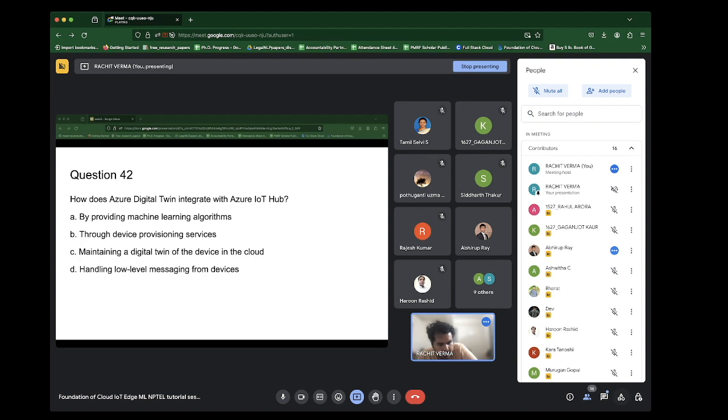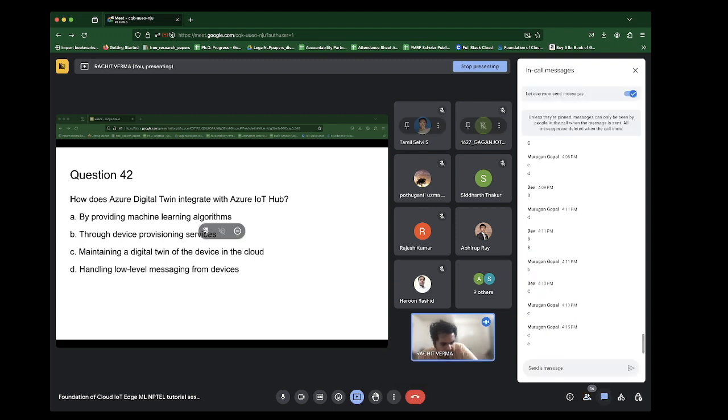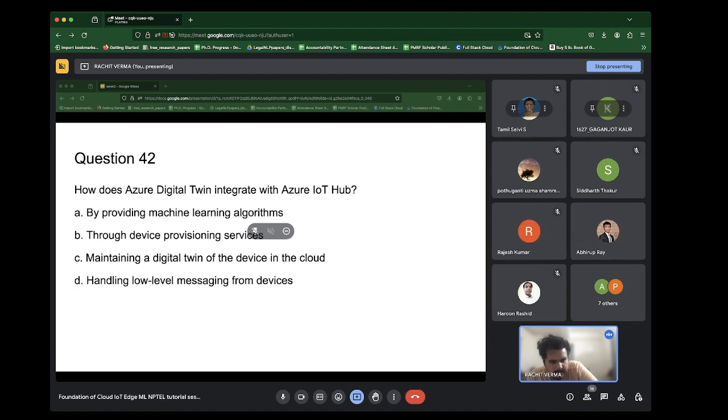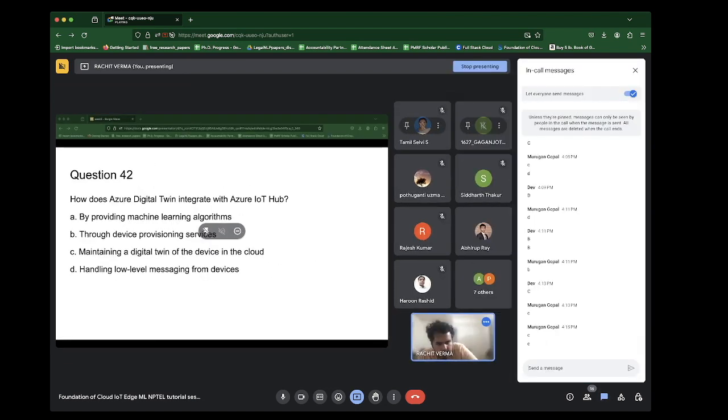Any responses? I think some of you have said C, right? Okay, any other responses? Okay, C is the right answer. It maintains a digital twin of the device in the cloud, and it does not handle low-level messaging, that is handled by something else.